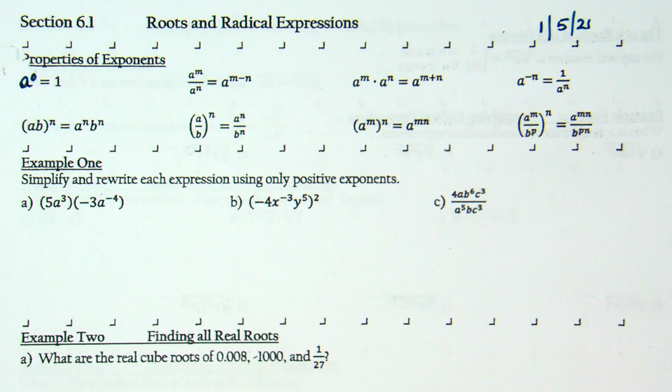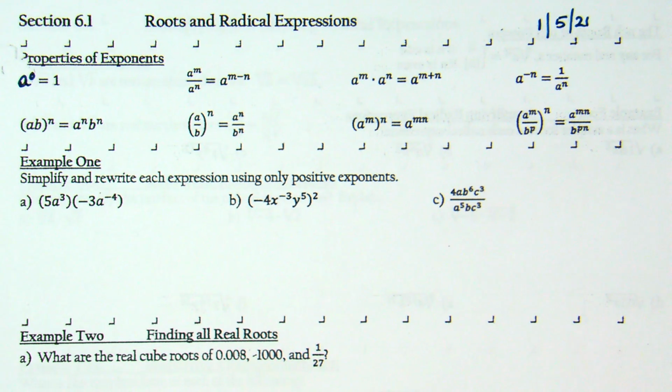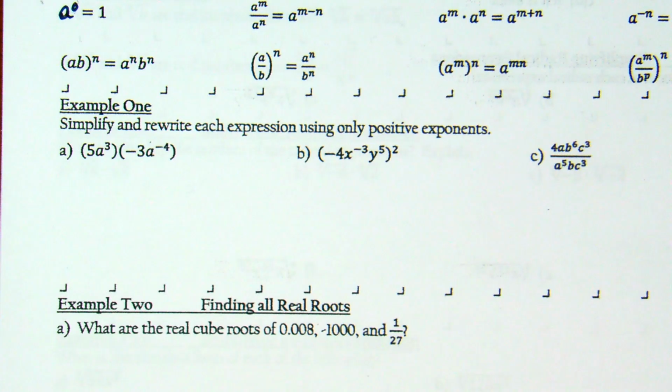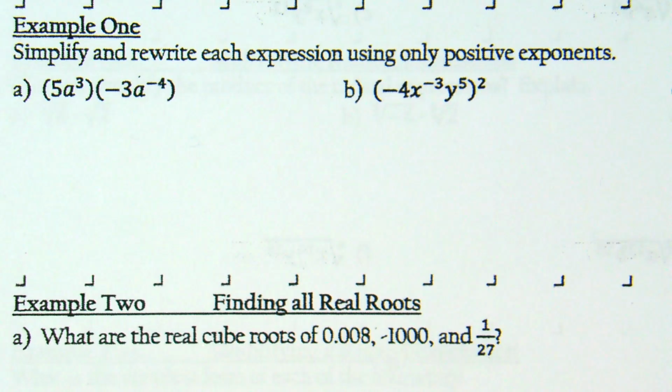So example 1, we're going to go through and just work with some of these rules. The directions are just to simplify and rewrite each expression using only positive exponents. So, as we look at example A, 5a to the third times negative 3a to the negative fourth. Thoughts on where to begin there? How do we multiply 5a to the third times negative 3a to the negative fourth?